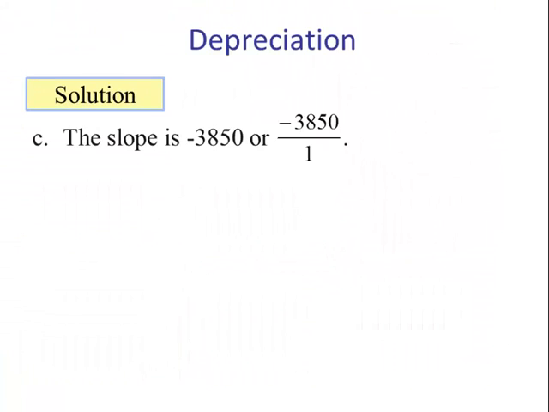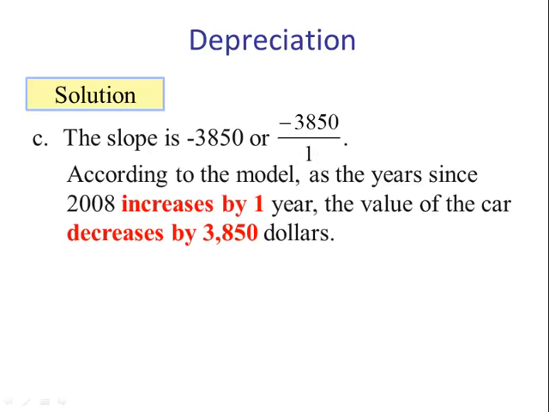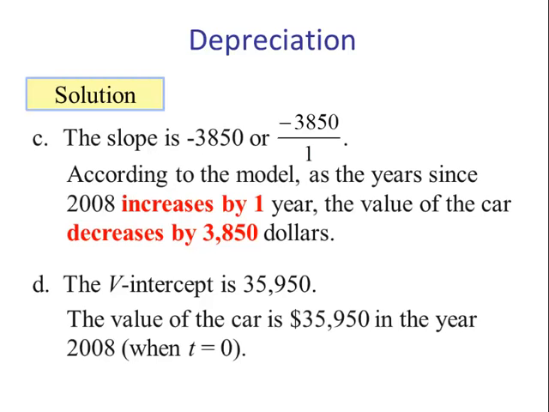So part C, the slope is negative 3,850 over 1. So to interpret this slope, we would say, according to the model, as the years since 2008 increase by 1 year, the value of the car decreases by $3,850. D, the v-intercept is 35,950. In the terms of this problem, this means the value of the car is $35,950 in the year 2008, and that's when t is equal to 0.